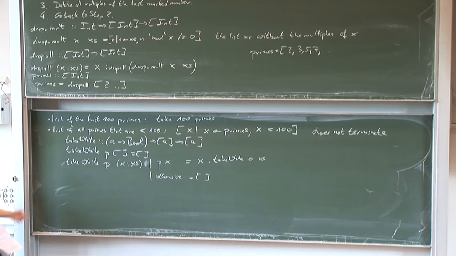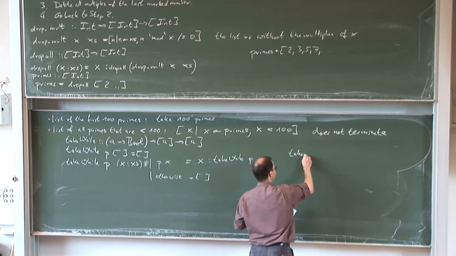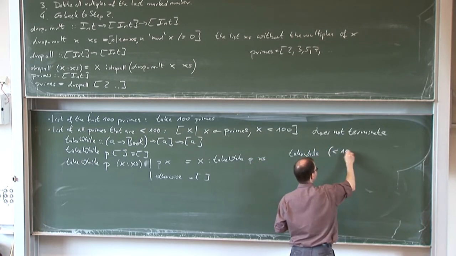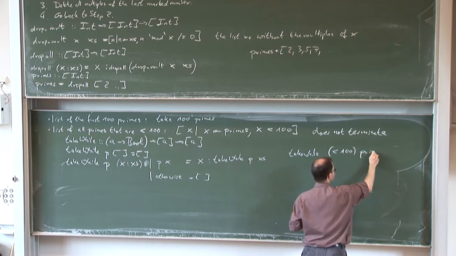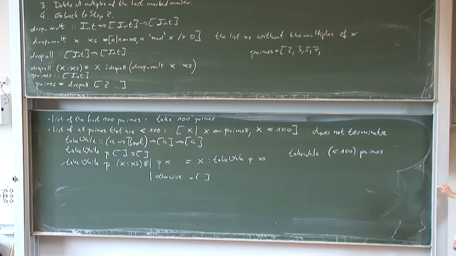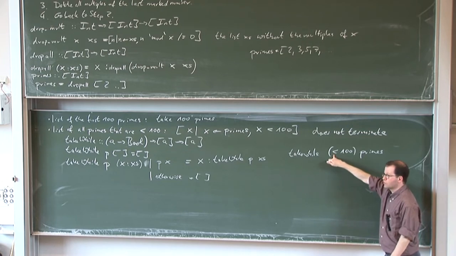So here, if you now call takeWhile (< 100) primes, this will indeed do what it should do. This is again a partial application. This is a function which waits for an integer and returns true if the integer is less than 100 and returns false if it's greater or equal 100.